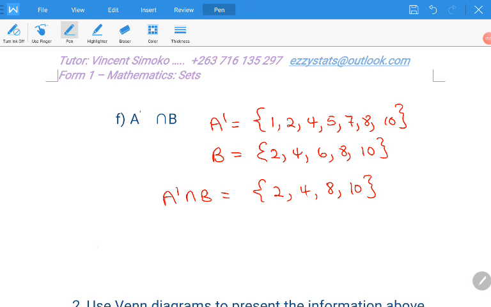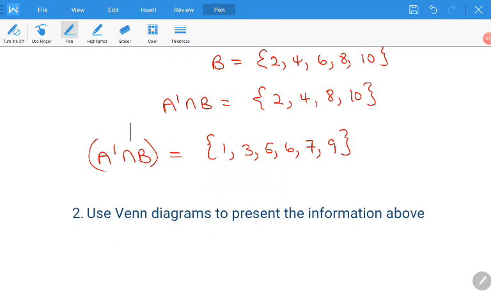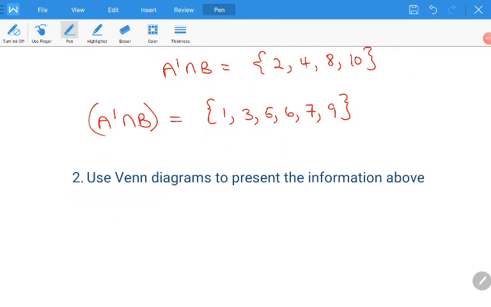So the complement of A complement intersection B is equal to 1, 3, 5, 6, 7, and 9. I'll leave this one as your homework, to represent the information in question 1 on a Venn diagram.